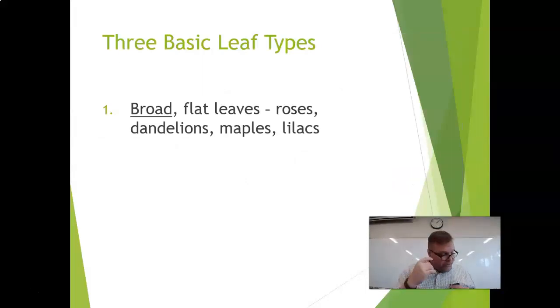There are three basic types of leaves. There are broad leaves. Broad leaves are usually flat. They include things like the rose, the dandelion, the maple, and the lilac. So if you pick a leaf off, it's pretty much flat in shape, a flat kind of leaf.